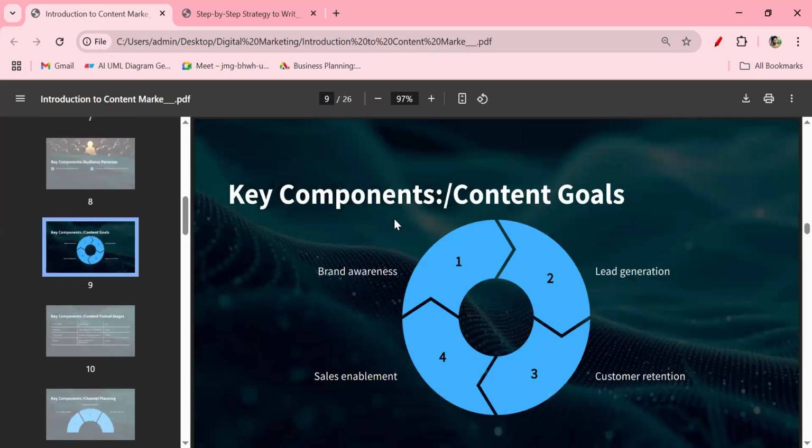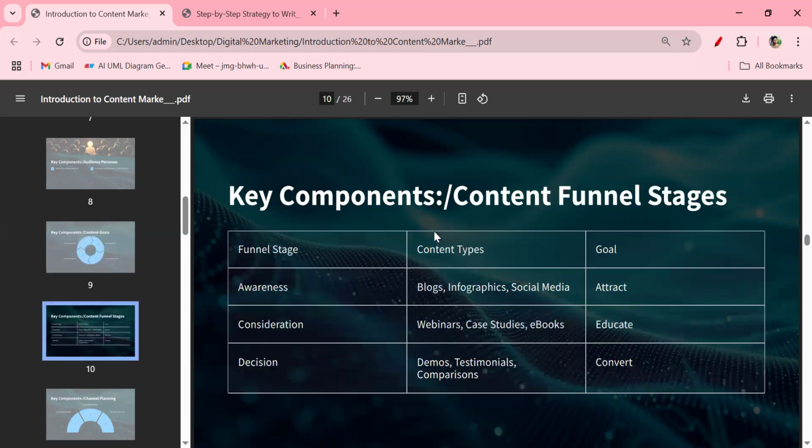And what are the key components and content goals? Content goals are to make people aware, to build a brand, lead generation, customer retention, and sales enablement. And what are the key components and content funnel stages?